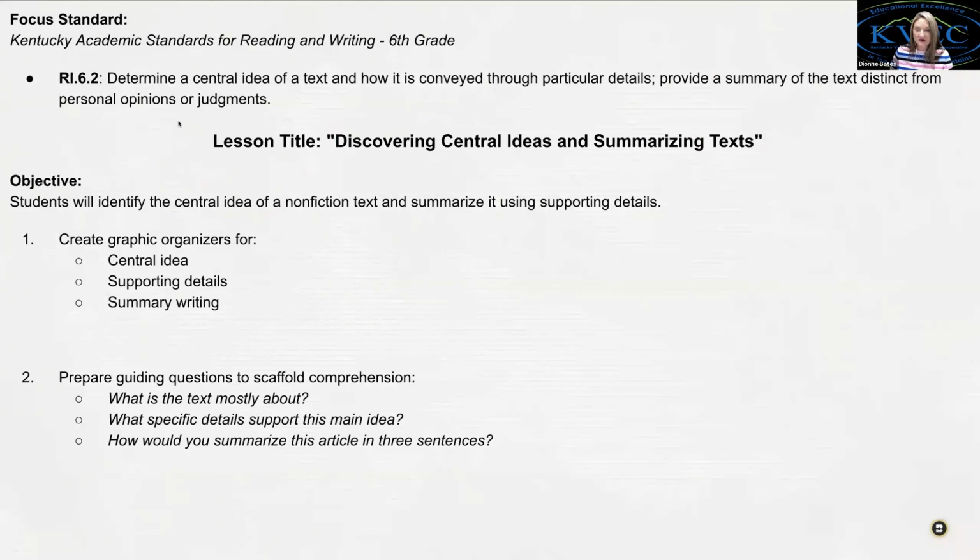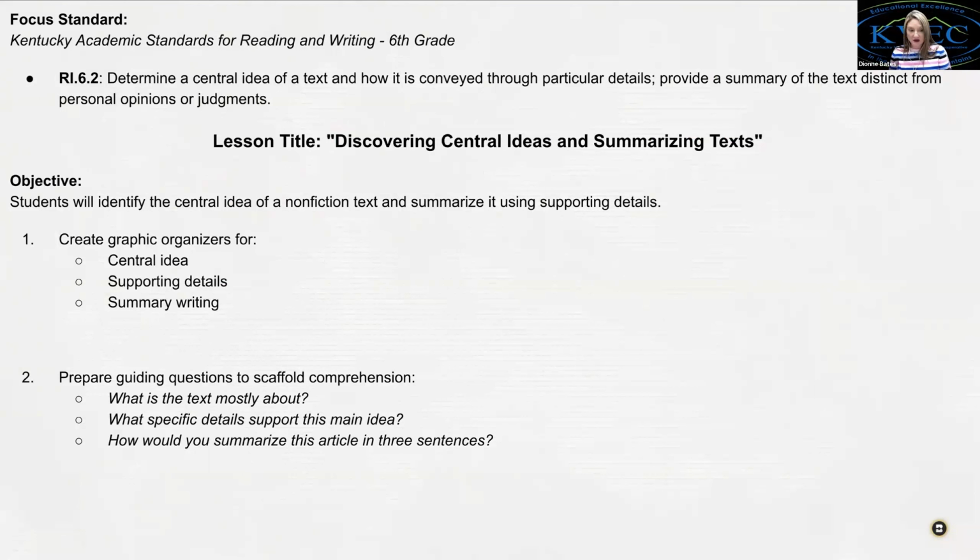For sixth grade, we're going to determine a central idea of a text and how it's conveyed through details. And then we're going to summarize. So if we're parallel teaching, that's our learning intent, that's our standard. We're going to identify central ideas and then summarize text. So the two teachers are going to decide what they're going to use with their group in this parallel teaching example.